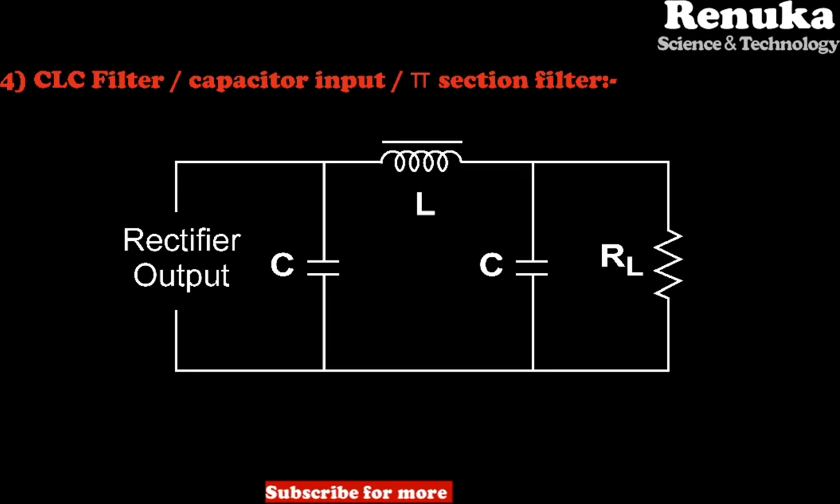Fourth is again a combination of capacitor and inductor. This filter is known as the CLC filter, capacitive input filter or pi section filter. You can see in the diagram two capacitors with an inductor in between, so the design looks like the letter pi. That is why it is called a pi section filter. This filter is used for heavy loads and high output.